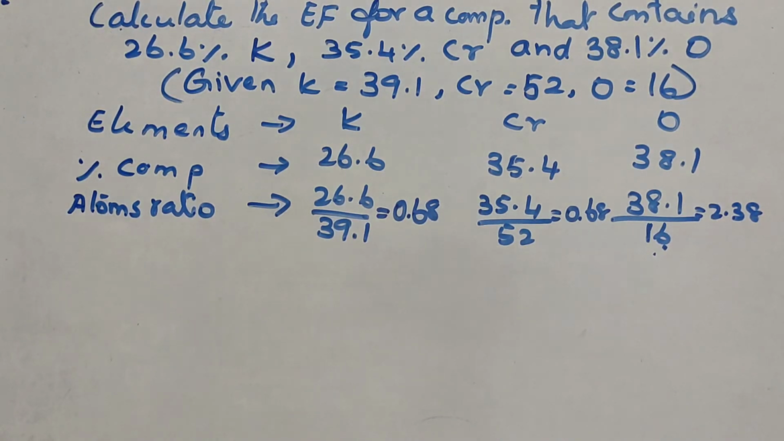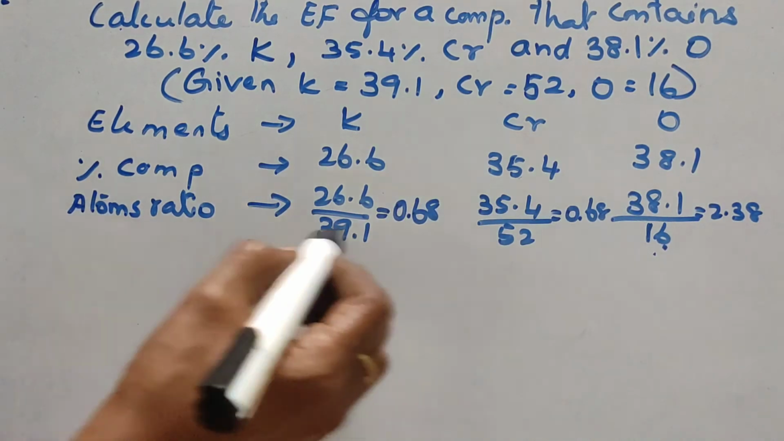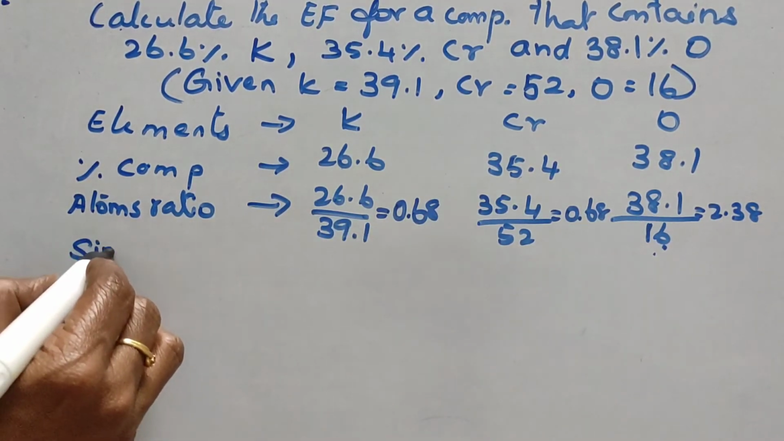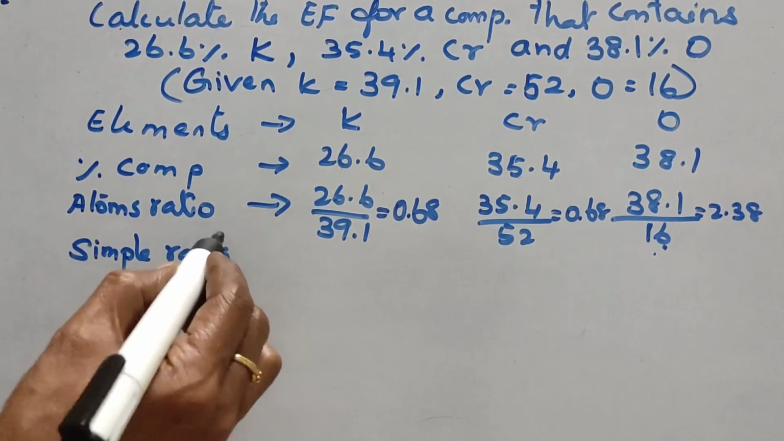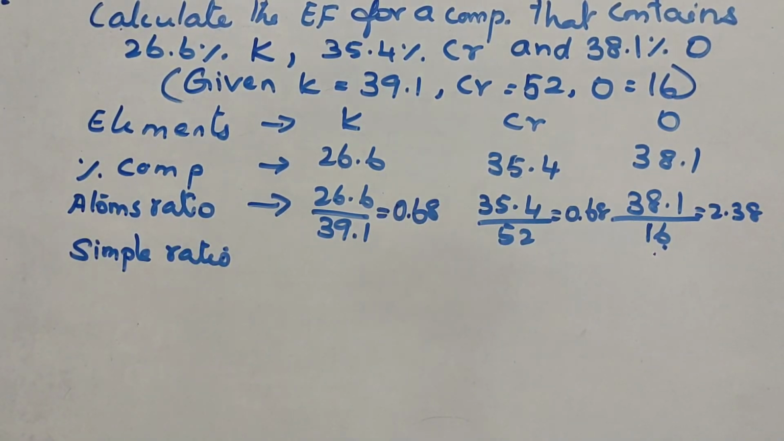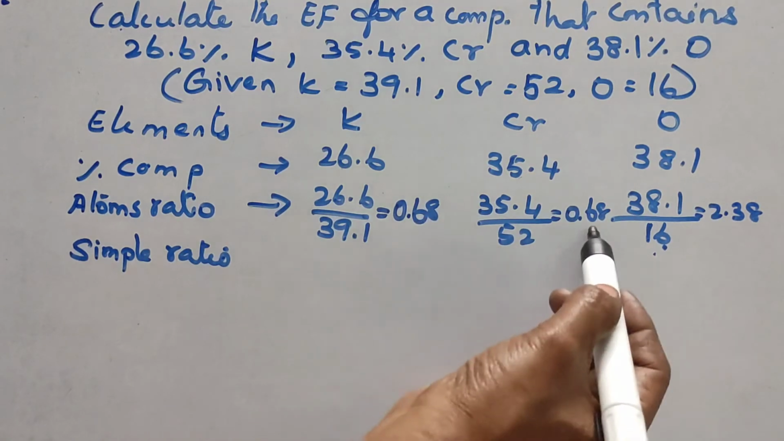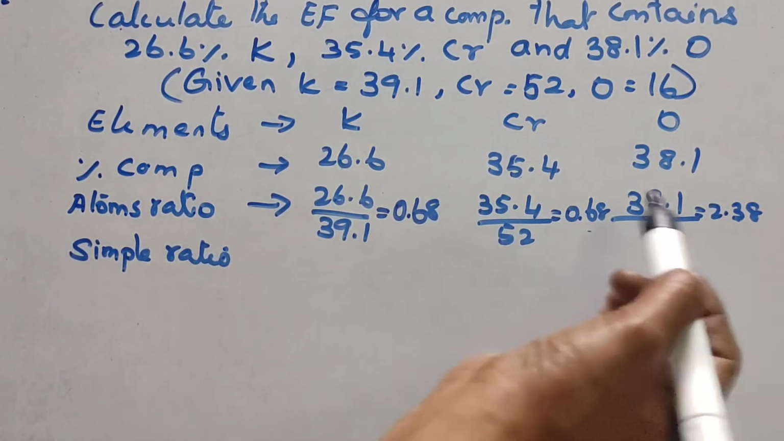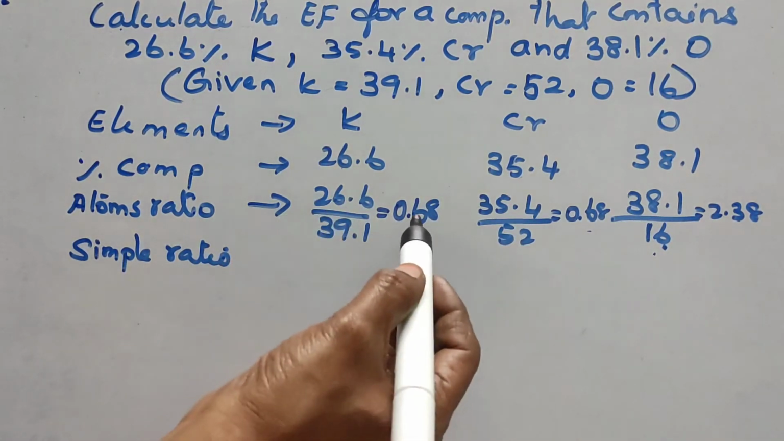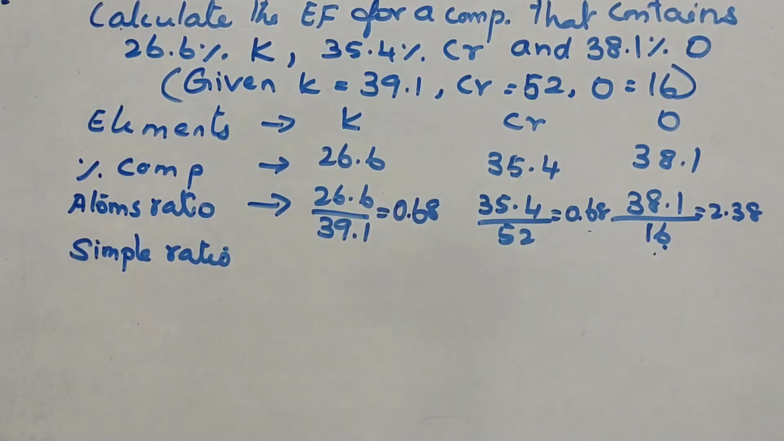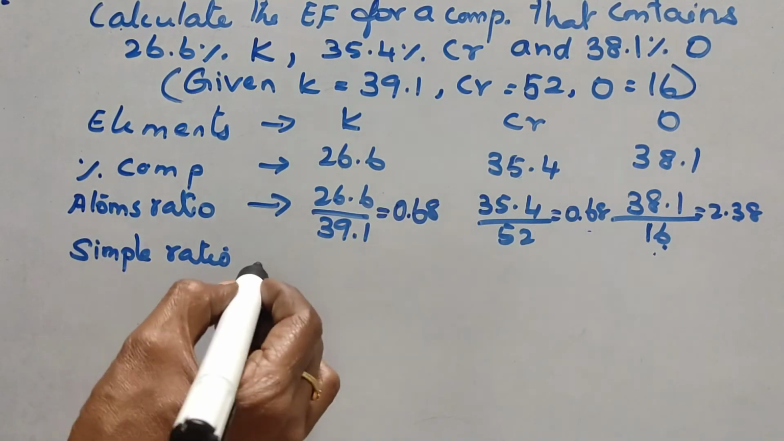Next we have to find out the simple ratio, the same atoms ratio in simplest form. How can we find the simple ratio? Among these three values, which is the lowest, the minimum value? All three have to be divided by that, then we will get the simple ratio.